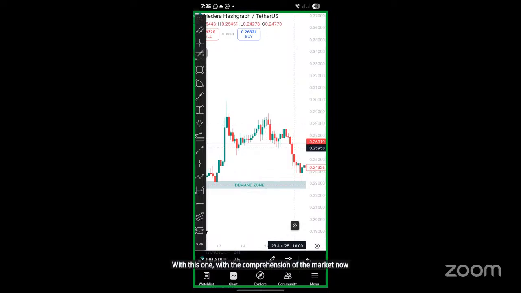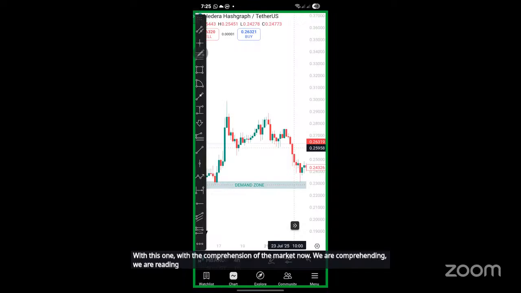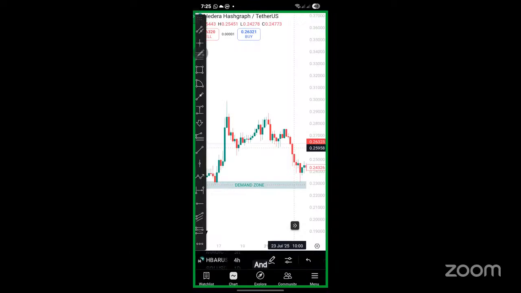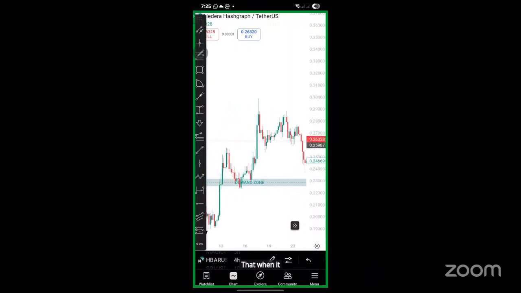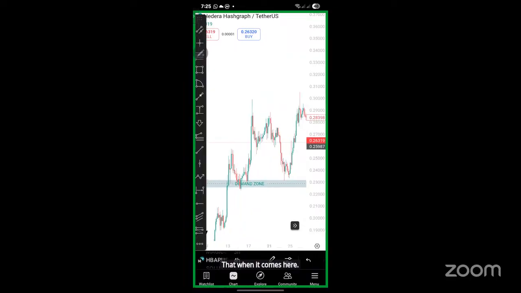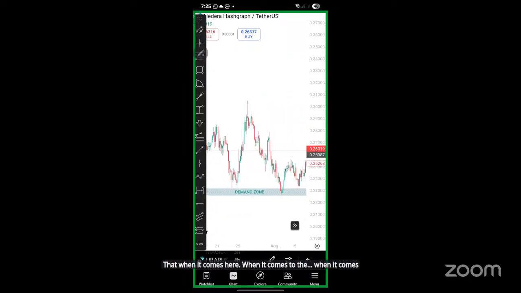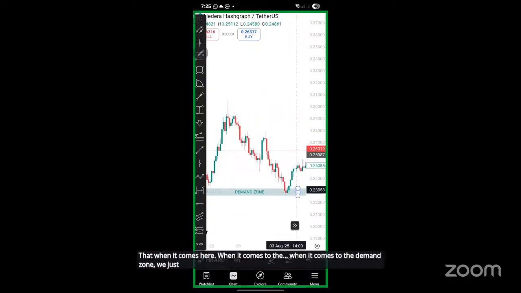Now we are comprehending, we are reading and understanding the market. For us to read and understand the market, we need to identify the first basics. What is the bullish candlestick? What is bearish engulfing? What is bullish engulfing? Now we have seen here that when it comes to the demand zone, we just need a bullish engulfing. Okay, just need a bullish engulfing.